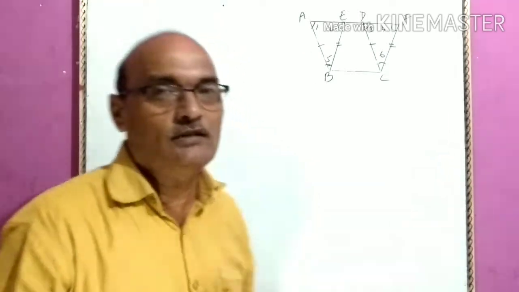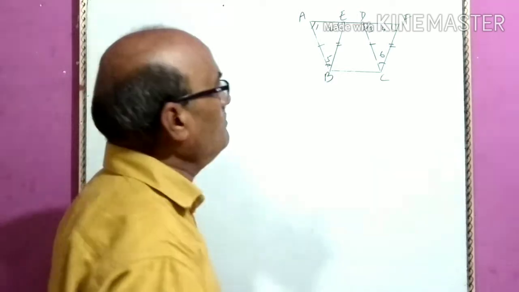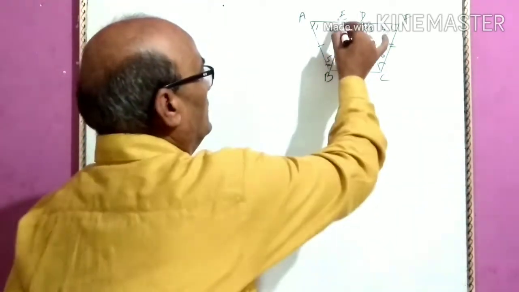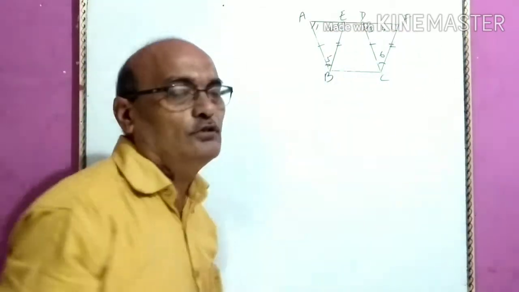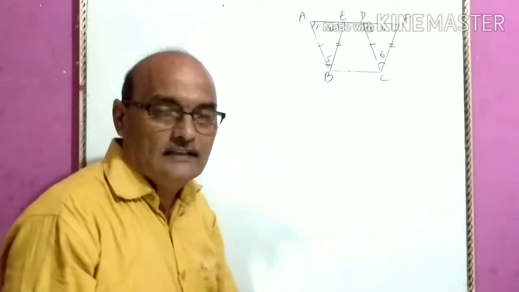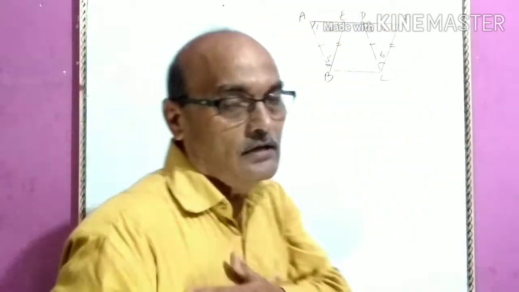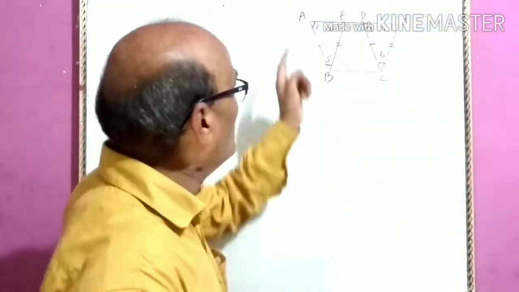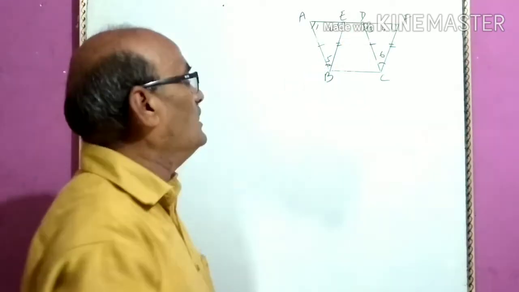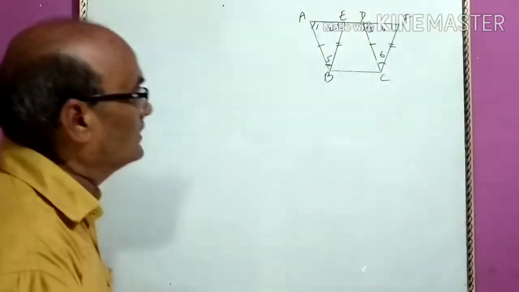Now look at the picture. ABCD is a parallelogram having base BC and EBCF is also a parallelogram having the same base BC, and they lie between the same parallels AF and BC. Then we have to prove that the area of parallelogram ABCD is equal to the area of parallelogram EBCF. Okay, so let us write down.